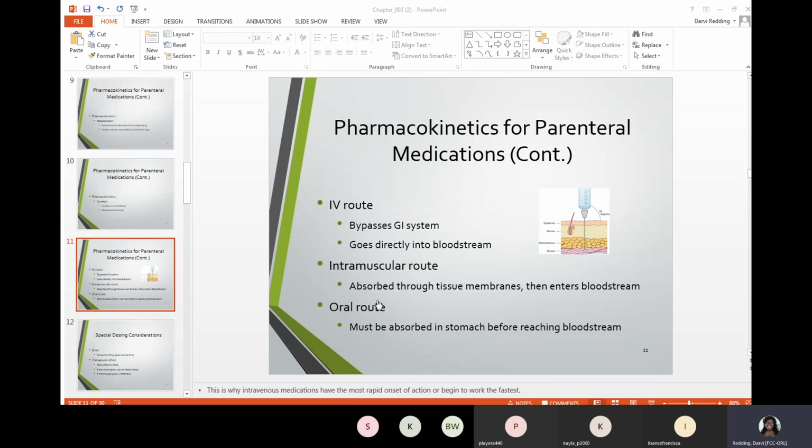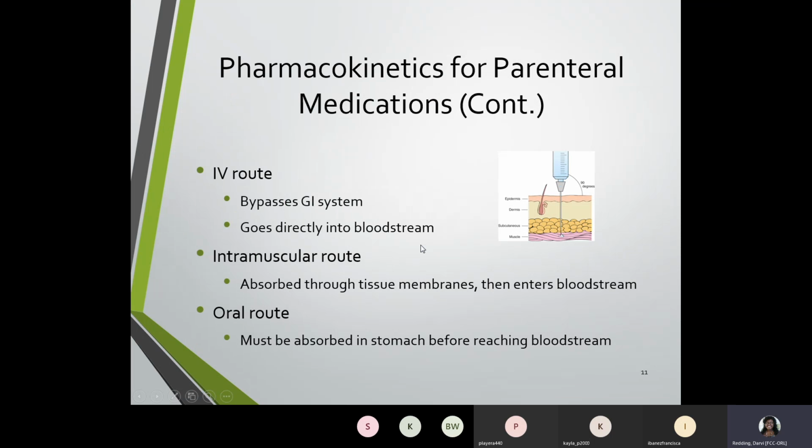All right, can everyone still see my screen? Yes. Okay, so continuing, I was just completing talking about pharmacokinetics in regards to how a medication goes through the body. And so that's through absorption, distribution, metabolism, and excretion. And continuing talking about pharmacokinetics for parenteral medications, we'll learn that with the IV route, the medication bypasses the GI system and it goes directly into the bloodstream.